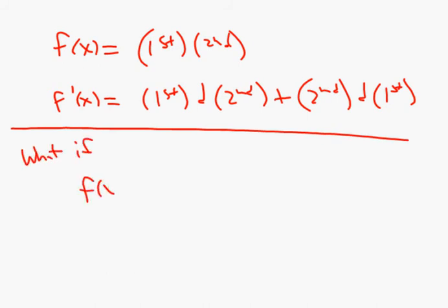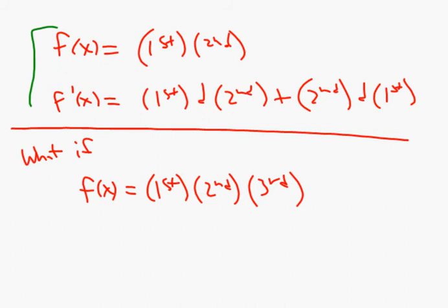f of x was equal to a first function times a second function times a third function? And the question is, is there a product rule for this? And the answer is, if we're clever about it, we can actually use this rule up top again. We'll be able to use this rule again if we're clever about it. So here's what I'm going to do.